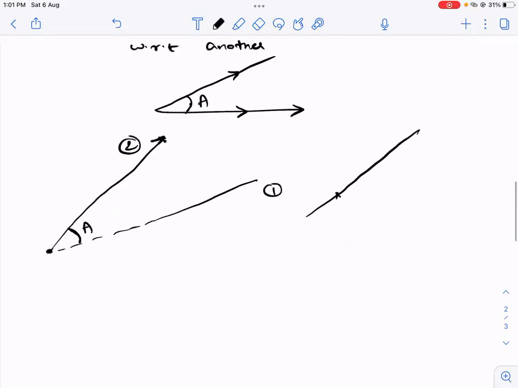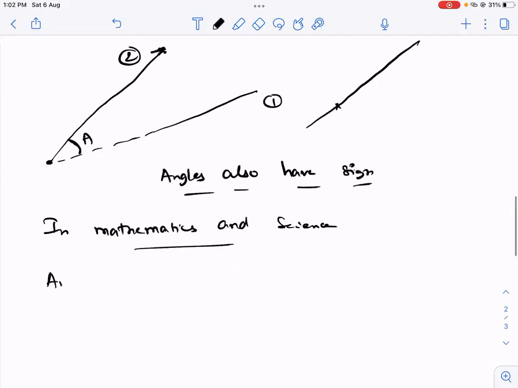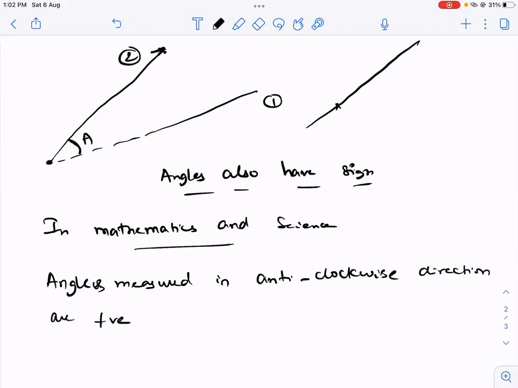If you go to higher classes, you will be learning about angles in detail, like how you dealt with coordinate geometry: positive x-axis, negative x-axis, positive y and negative y. Angles also have signs associated. So in mathematics, I can talk about signs also. In mathematics, angles measured in the anti-clockwise direction are considered to be positive. So if you measure an angle in the anti-clockwise direction, you consider it to be positive.